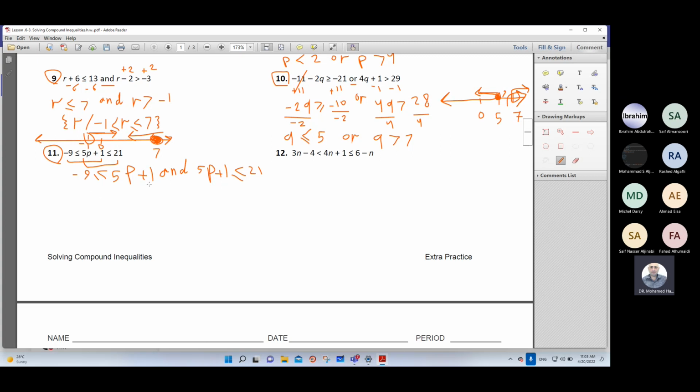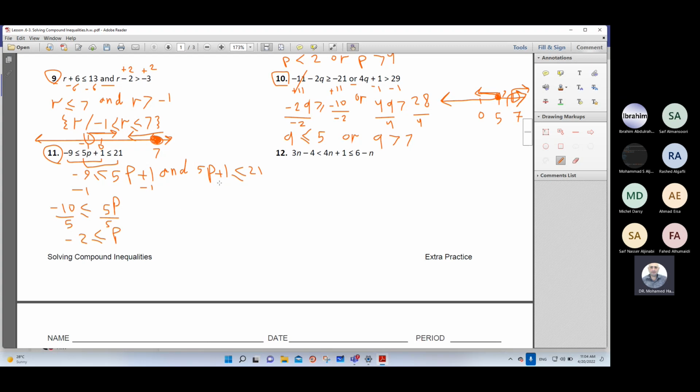So we want to remove 1 from the two sides here. Minus 9 minus 1 will be minus 10, less than or equal 5B. And here plus 1 minus 1 will be 0. Then we want to remove 5 from this side, so we can divide by 5 here, divide by 5 here. So here we have B greater than or equal minus 2.